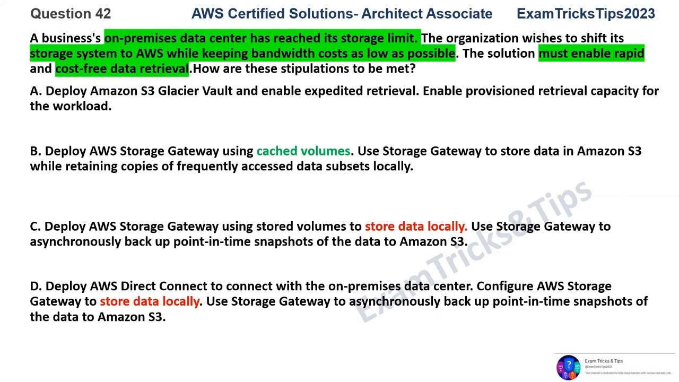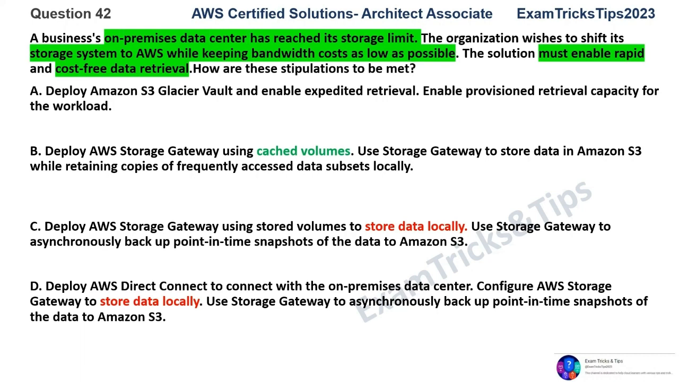In the first statement of the problem, it has been mentioned that the data center has reached its storage limit. So when you use Storage Gateway, you cannot store the data locally. Option C says use Storage Gateway and then store data locally. We don't have any local storage, so this is not possible. Any option in the remaining options which says that we need to store data locally is wrong. So for that reason, option C is wrong. We cannot store data locally.